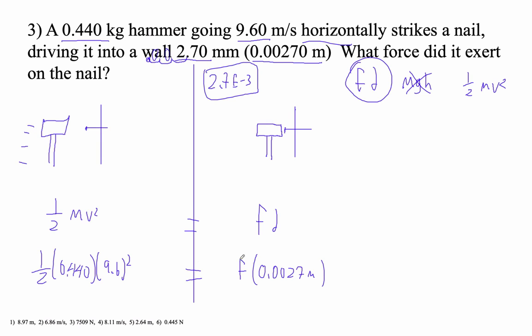Use scientific notation. All right, so I'm going to take this left side here: 0.5 times 0.44 times 9.6 squared. That's 20.2752, which is equal to some force that we don't know times a tiny distance, 0.0027. So I'm going to divide this by 0.0027. Wow, that's a lot of force.